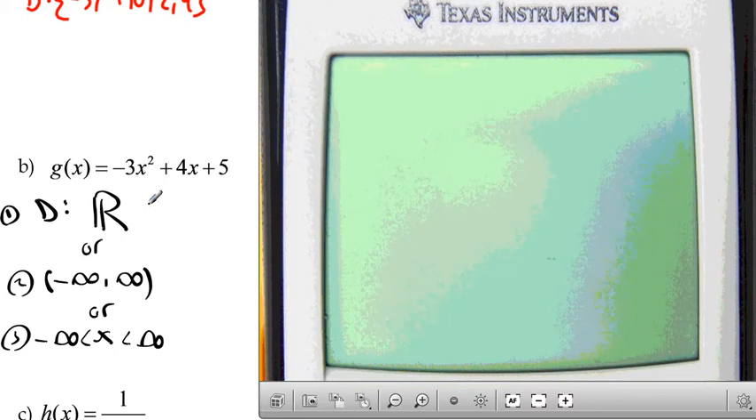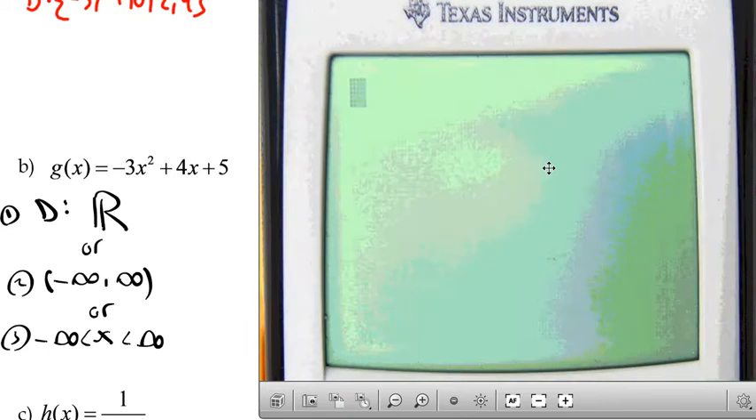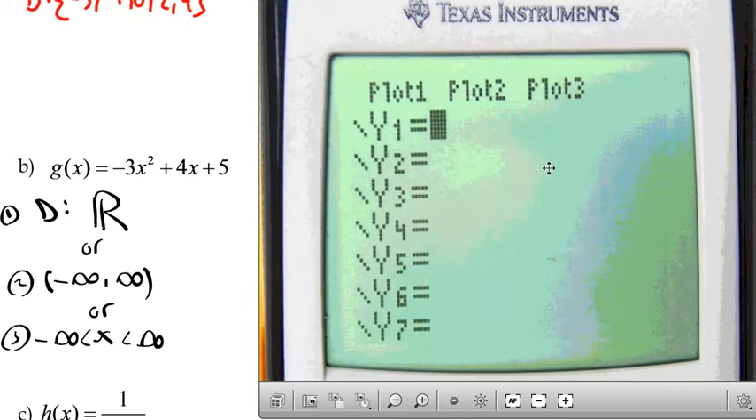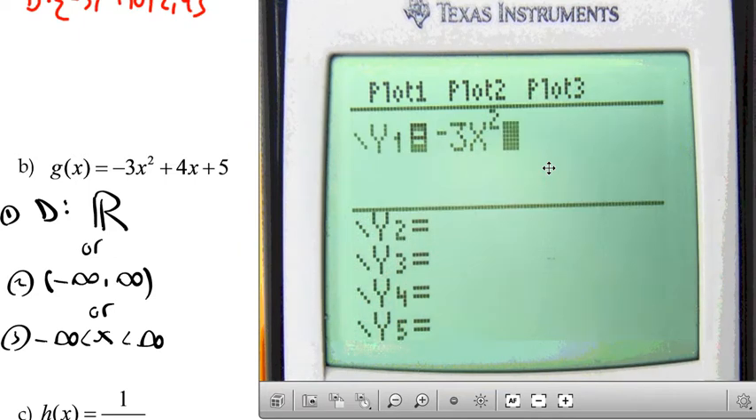Now let's graph this, because this is why I have my graphing calculator over here on the right. Let's graph this so we can actually verify, so that it can actually make sense to you why that is the case. I'm going to go and graph this. Negative 3x squared plus 4x plus 5.